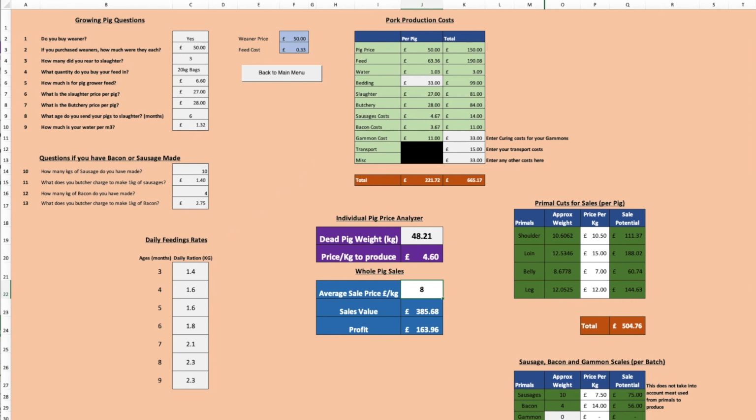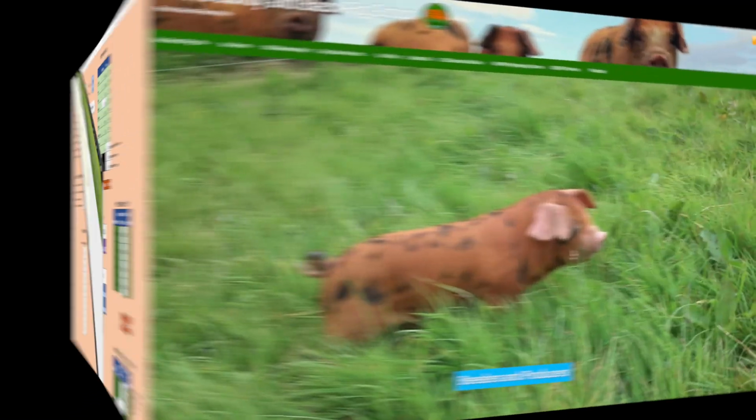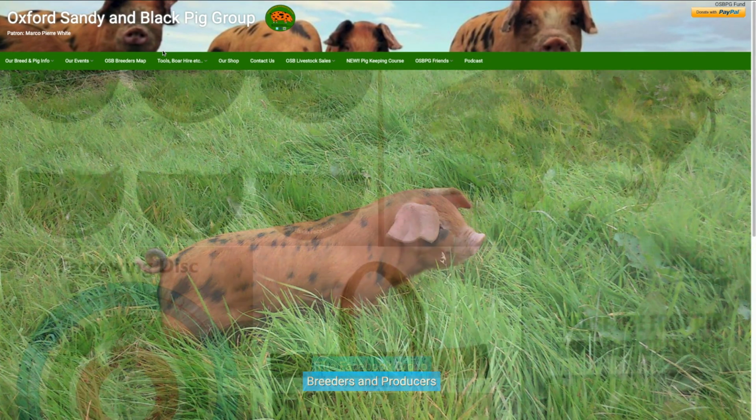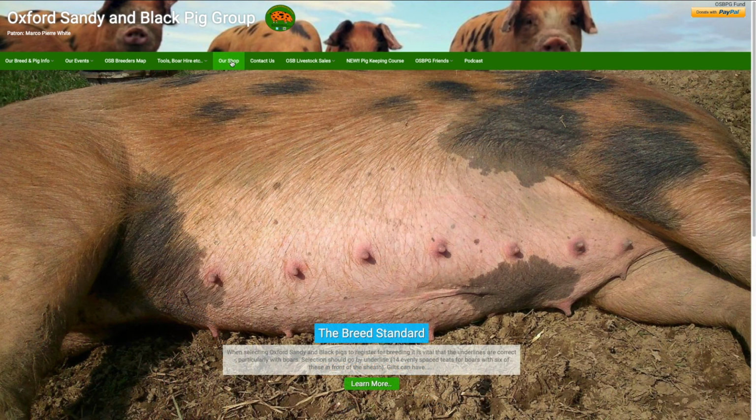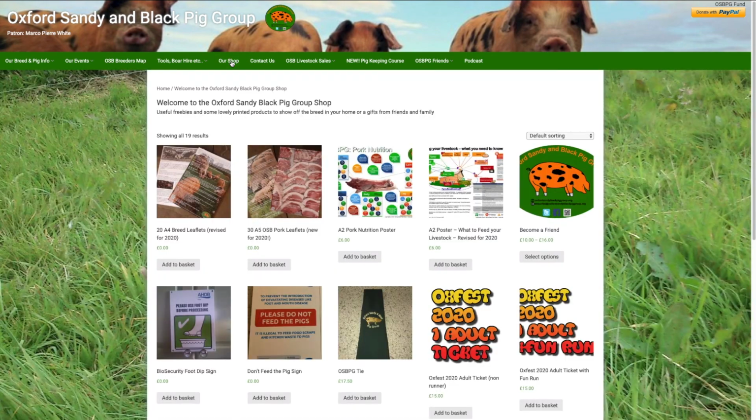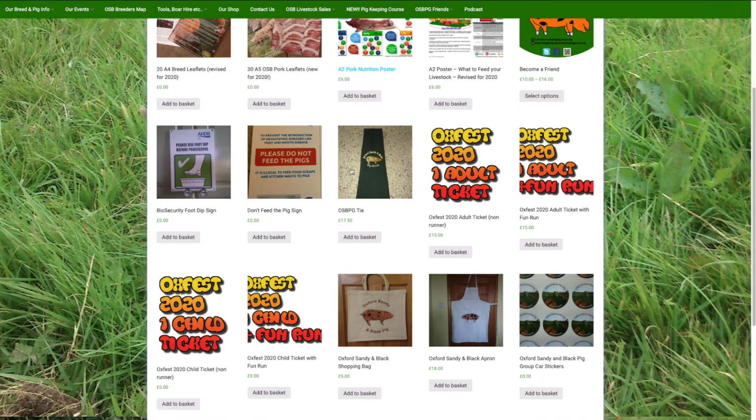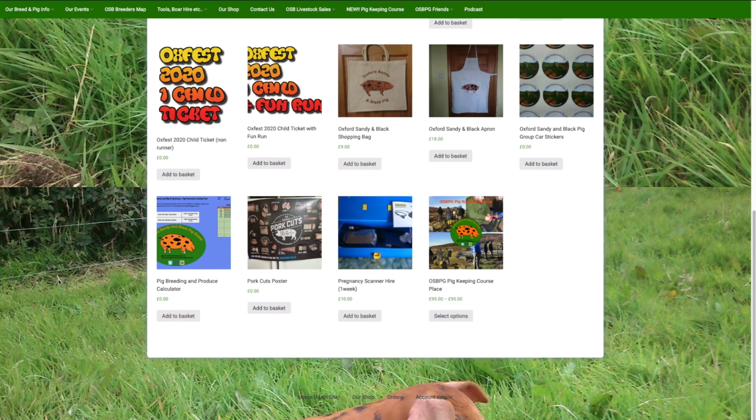If I just open the internet, the Sandy and Black website, the tool's available in our shop. So if you go to shop, you're able to download the calculator for free. The reason it's through the shop is so that we can see who's using it, but then also provide you directly with updates to the tools every time we do it, and also reach out to you for feedback. So if we look in the shop, the pig producing calculator is down here. You see it's completely free.